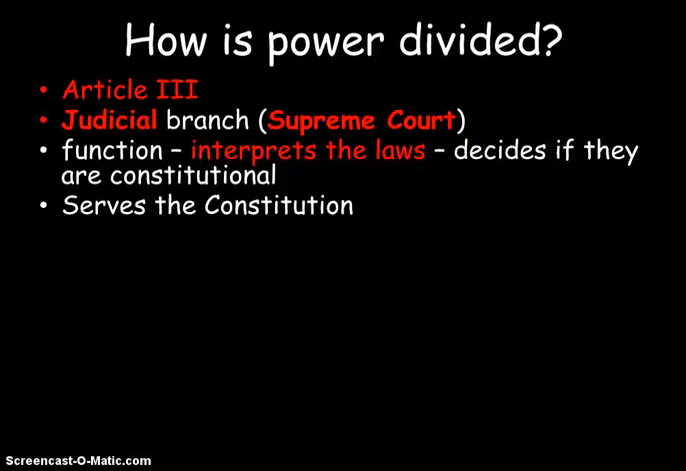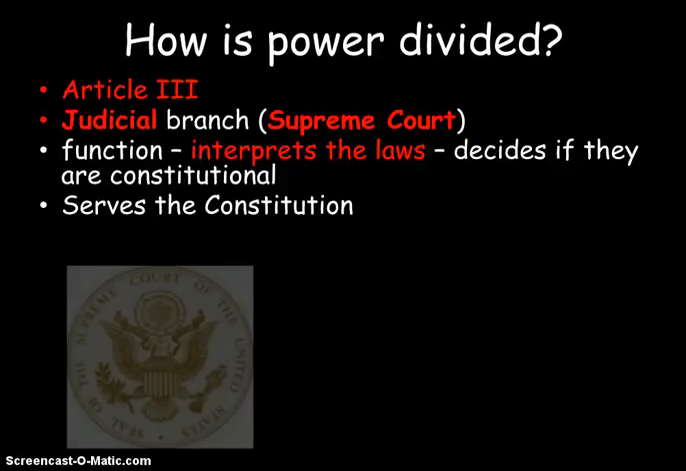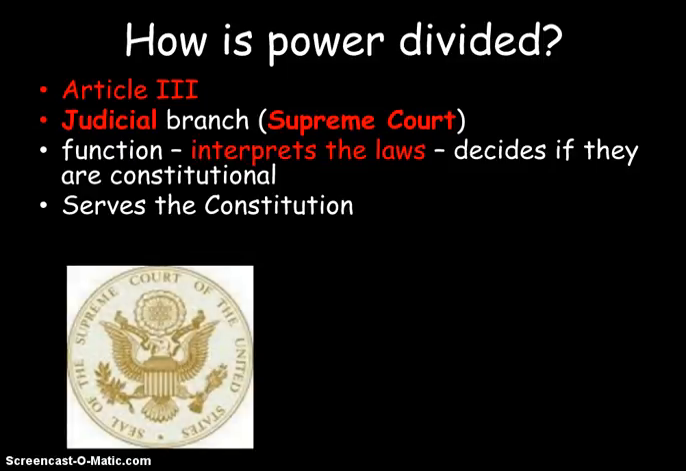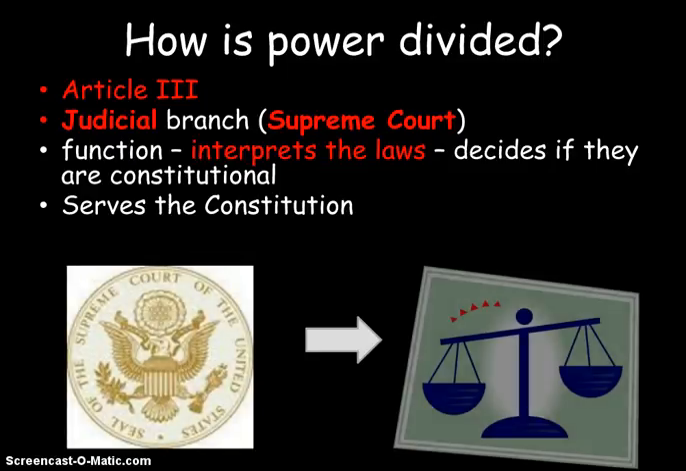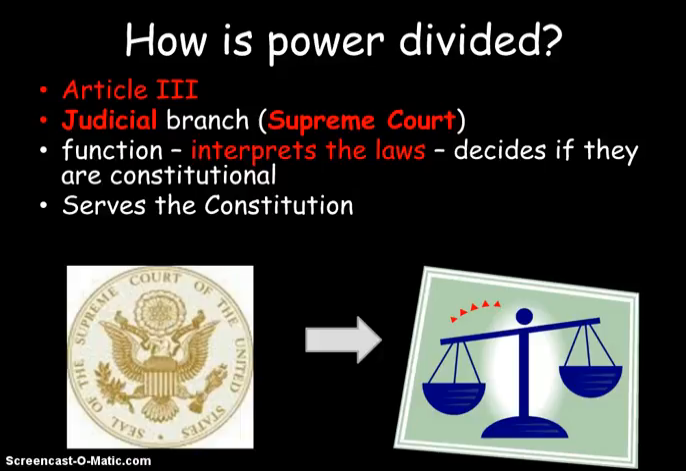And then finally we have Article 3, which created the judicial branch, the Supreme Court, and the lower courts underneath that. The function of this branch is to interpret the laws, and they decide if laws are constitutional, a power which is called judicial review, and we'll discuss that in quite a bit more detail when we get to Unit 5. The job of the judicial branch is to serve the Constitution, to see that the Constitution is upheld in our laws and in our daily life.